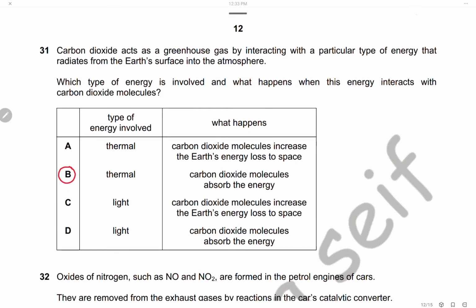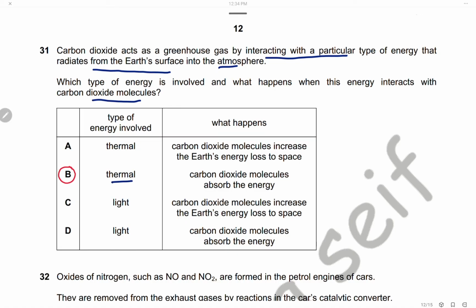Question 31. Carbon dioxide acts as a greenhouse gas by interacting with a particular type of energy that radiates from the Earth's surface into the atmosphere. Which type of energy is involved and what happened when this energy interacts with carbon dioxide molecules? Carbon dioxide is a greenhouse gas. It increases the temperature of the Earth's surface by absorbing the heat energy radiated back from the Earth's surface to the atmosphere. So the type of energy involved here, of course, is the thermal energy.